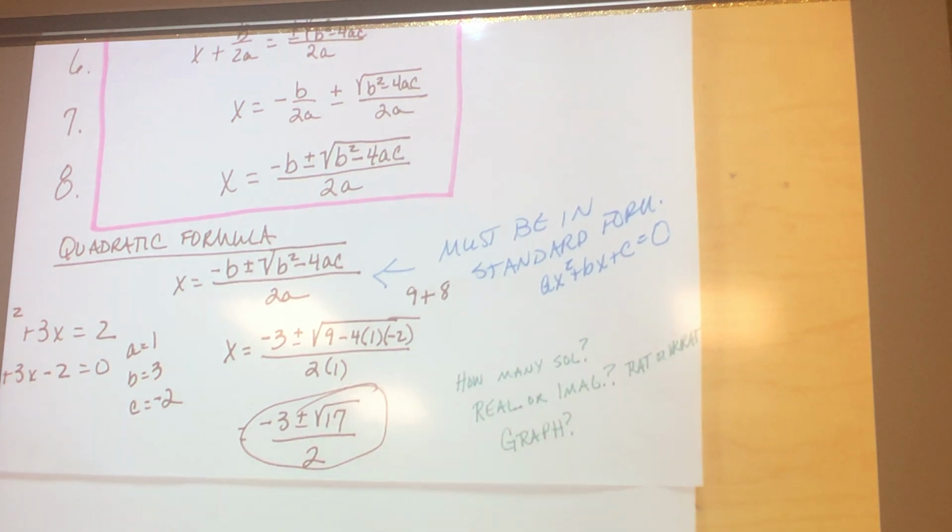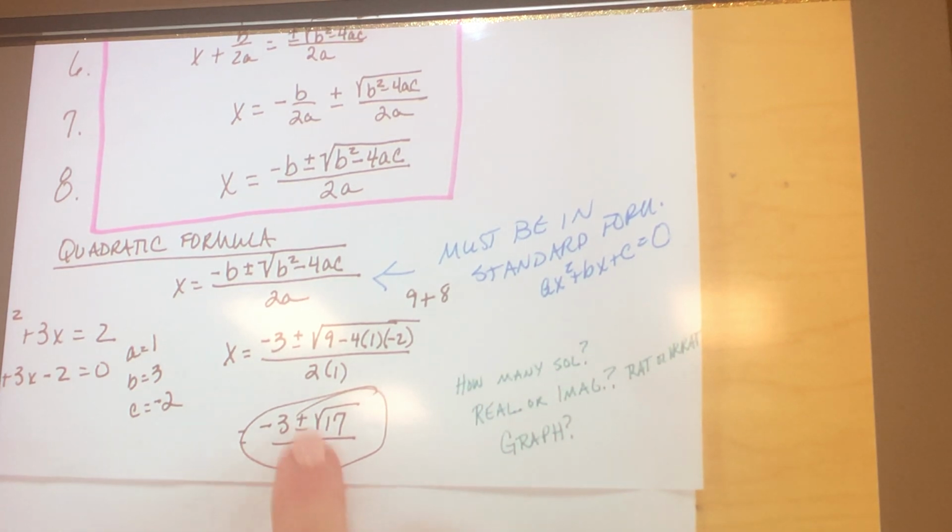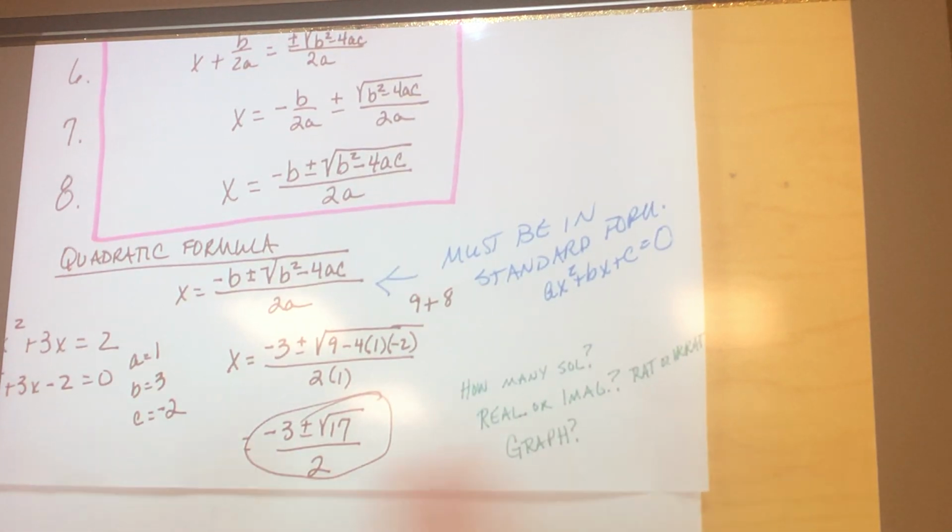How many times will this intersect the x-axis? Once. Because it can't be negative. Why 2, Evie? Because there's a plus and a minus. Yeah, because you got 2 answers right here. You got 2 answers. Each one of them is going to give you an x-intercept, an answer, a solution. Okay? All right. Good deal.